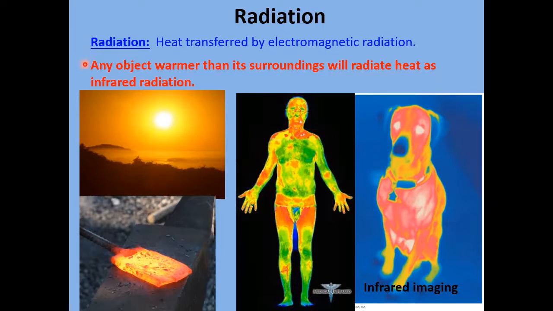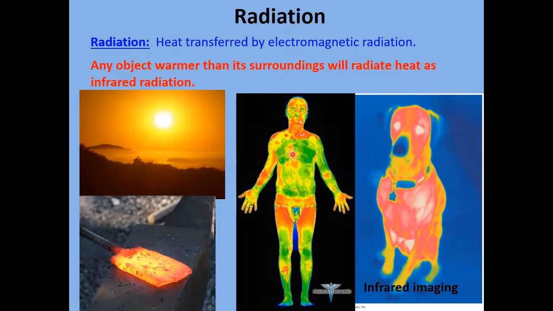So the physics here is that any object warmer than its surroundings will radiate heat as infrared radiation. So whether you're talking about the surface of the sun, sitting out in cold space, that's going to radiate a lot of heat. And that radiant heat obviously travels through space and reaches the Earth and warms our planet. A hot poker stuck in a fire, when you pull it out, right, it's glowing red, and you can imagine just feeling the heat radiating off of the tip of this glowing piece of iron.